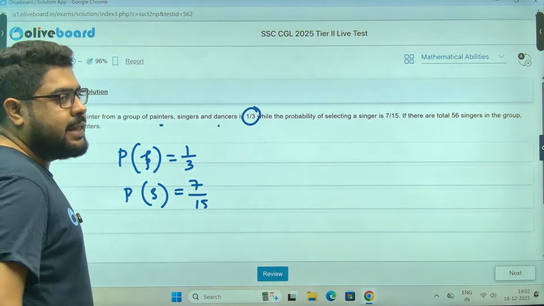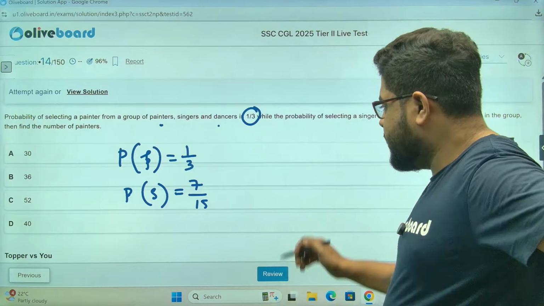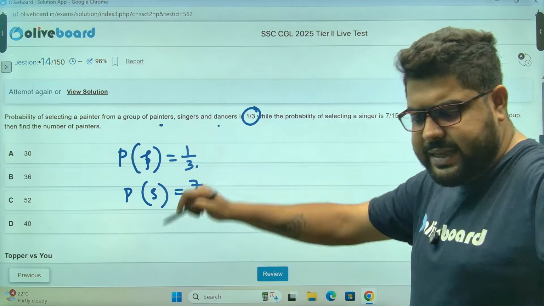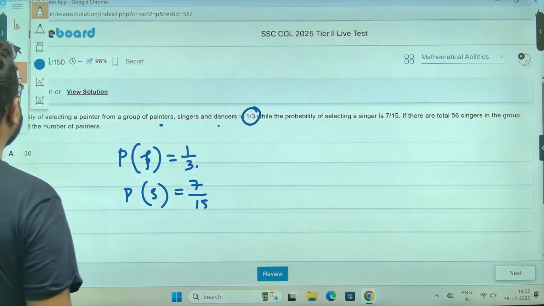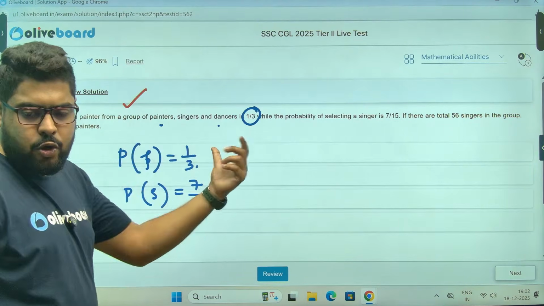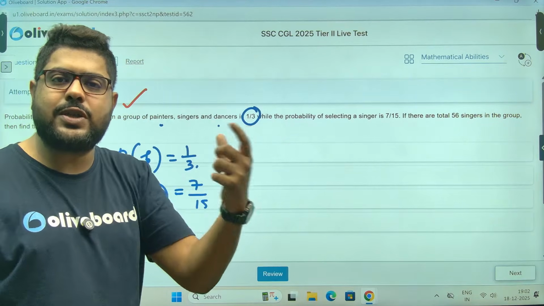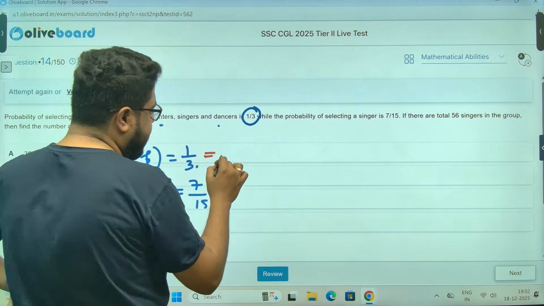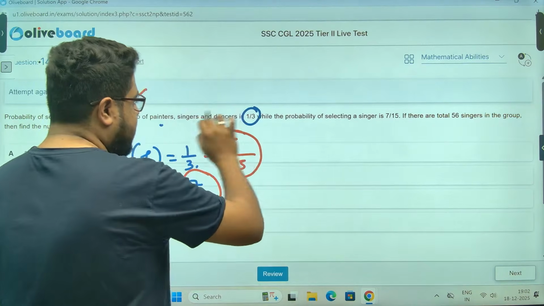Wait a second. In these situations, what will you do? Sir, please understand, whatever you do, the denominator must be the same. Yes or no? Why? Because we are selecting from the same group. The total number of persons, meaning painters, singers, and dancers together, is constant. So don't think of this as 1 by 3, think of it as 5 by 15. And singers are 7 by 15.